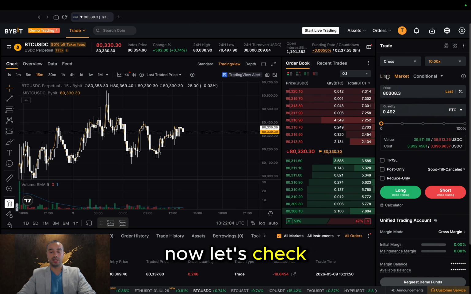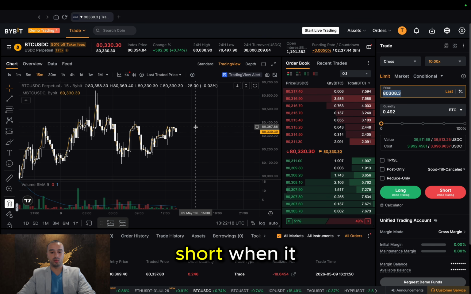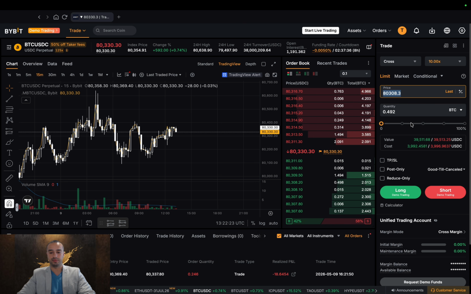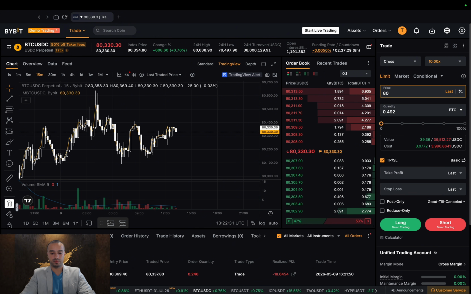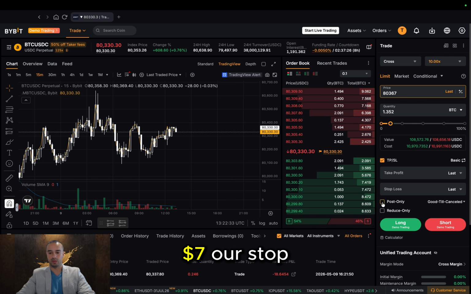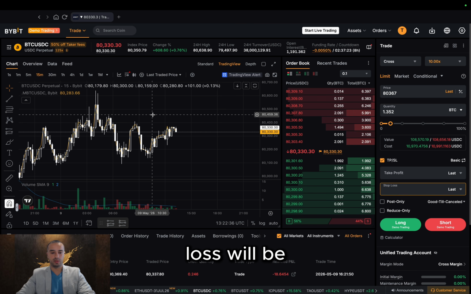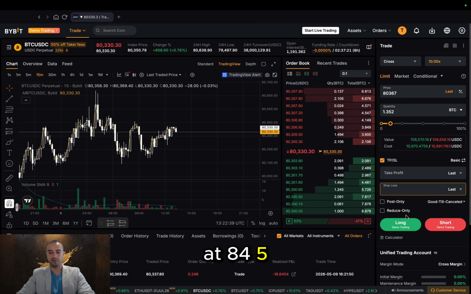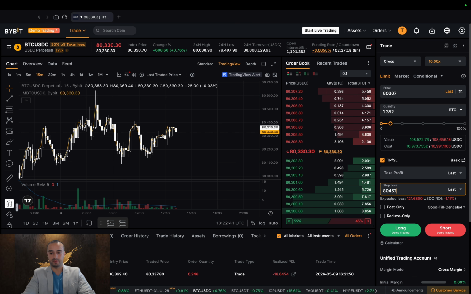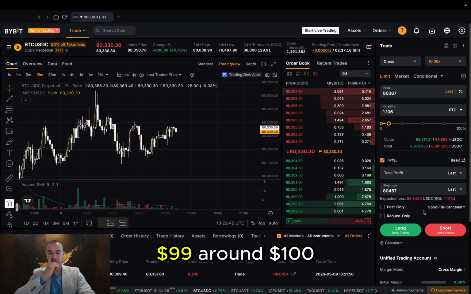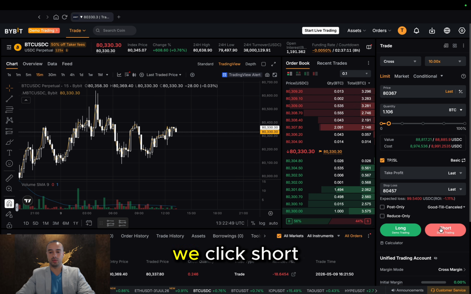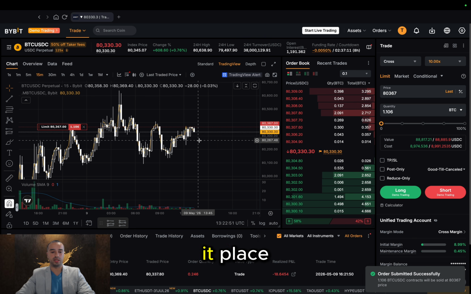Now let's check the limit order. We want to short when it bounces back to $80,367. So we use our limit order. Our stop loss will be at 80,457. We are risking, as we said, to be consistent, around $100. We click short and we see it placed.